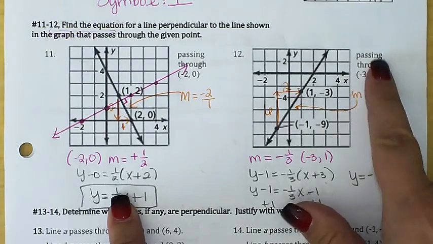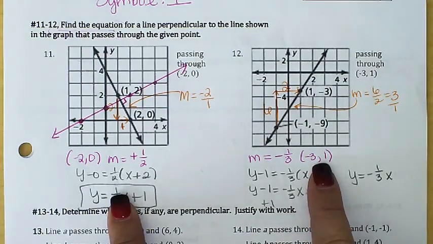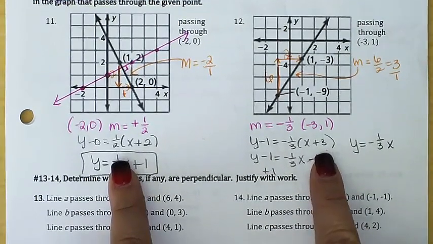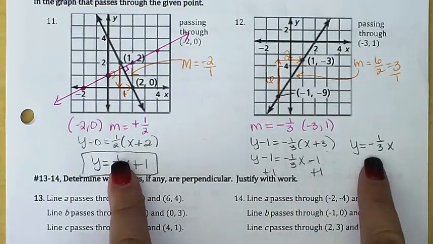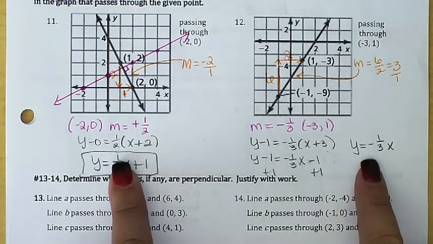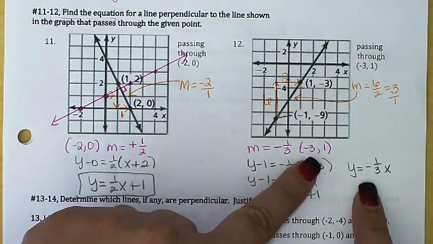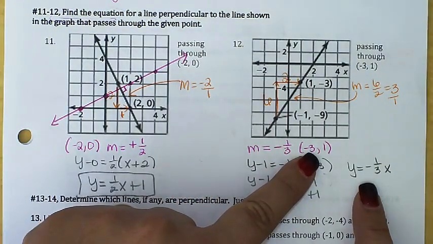And then it asked us for the equation to pass through -3, 1. So I made sure I used that point in my point slope. Distribute, move the 1, here we are. Okay, now, like I said before, if we graph this, it should do 2 things. Be perpendicular to this guy, and hopefully it's going to pass through -3, 1 if we did this correctly.